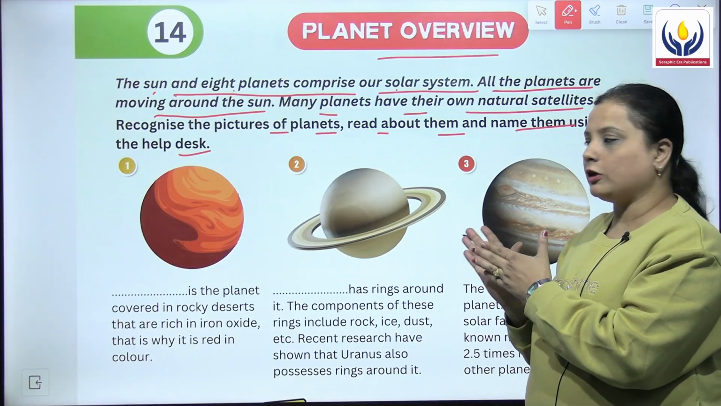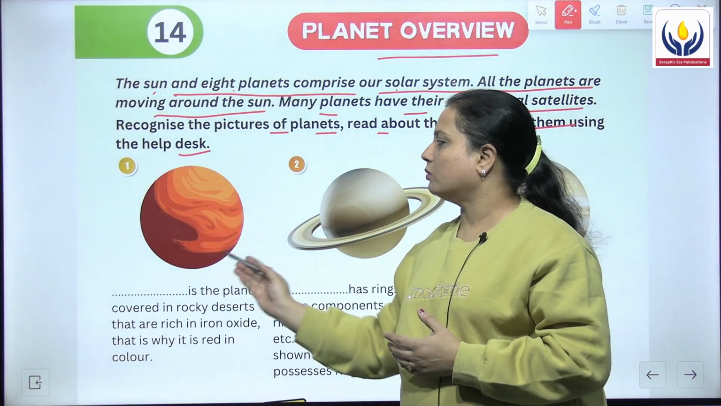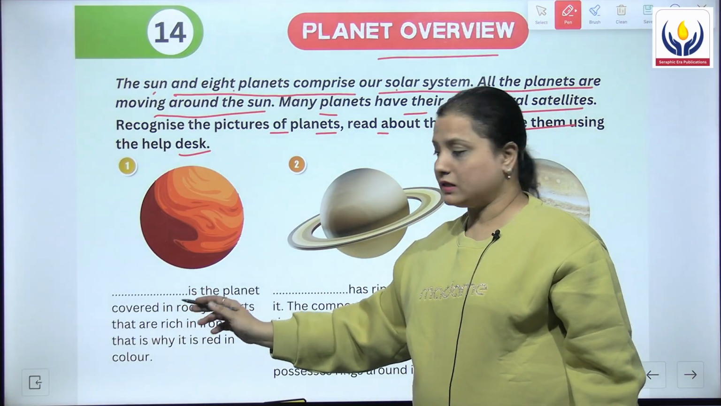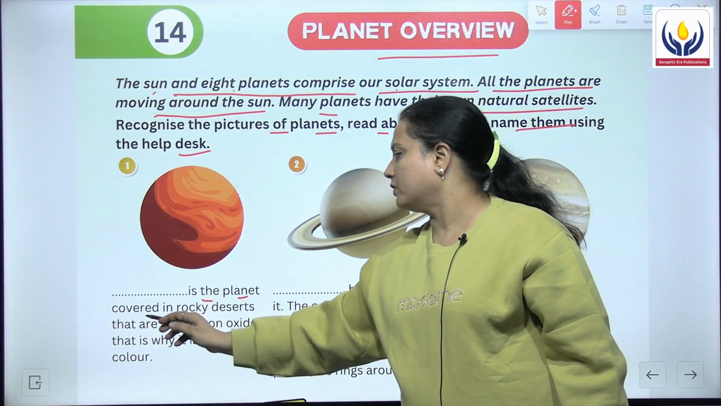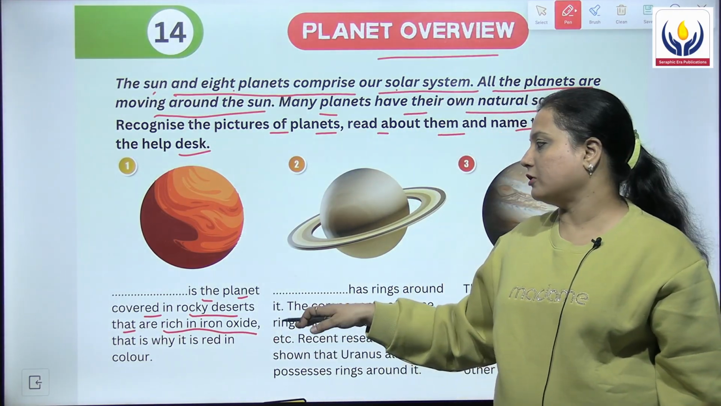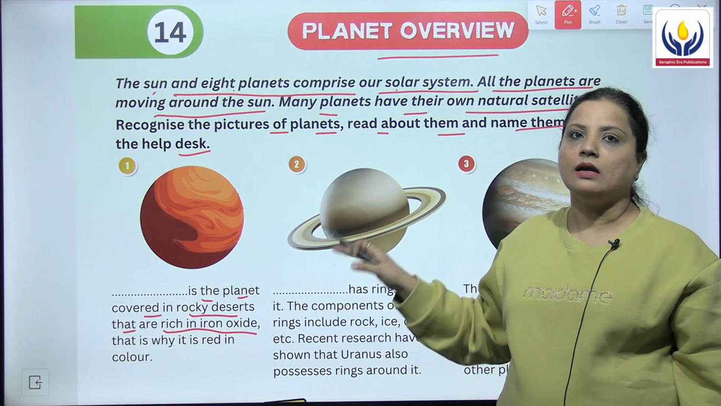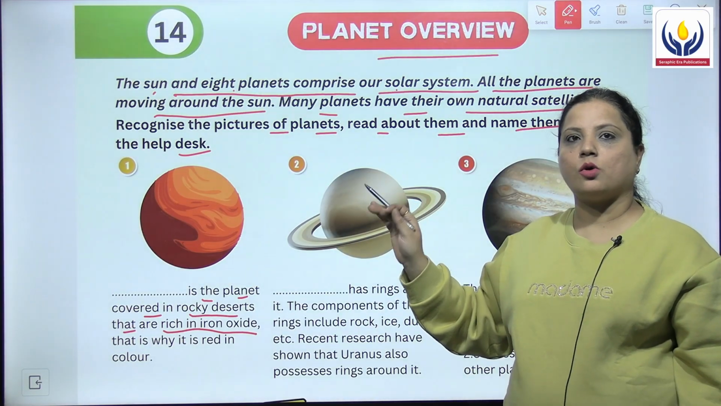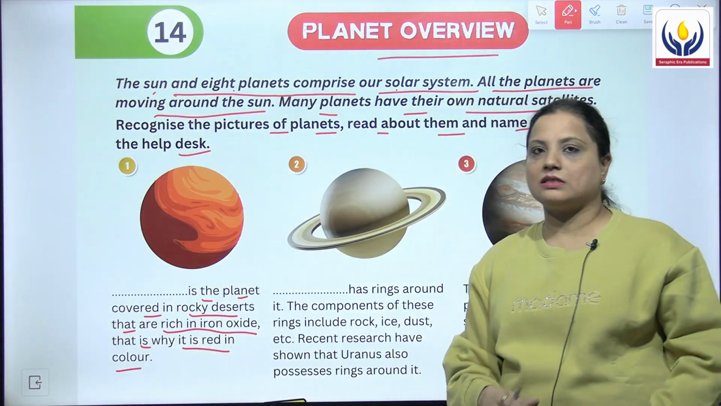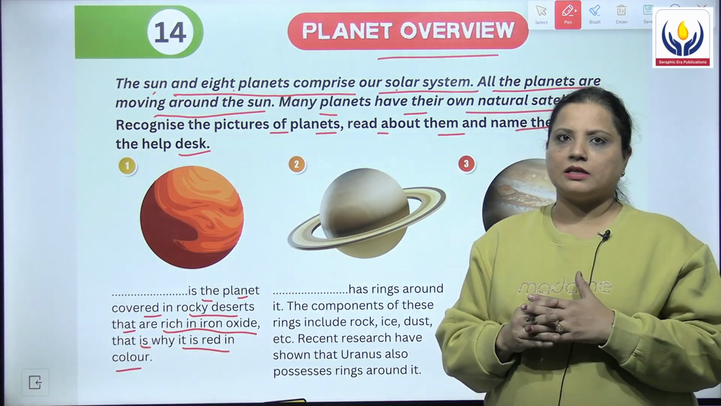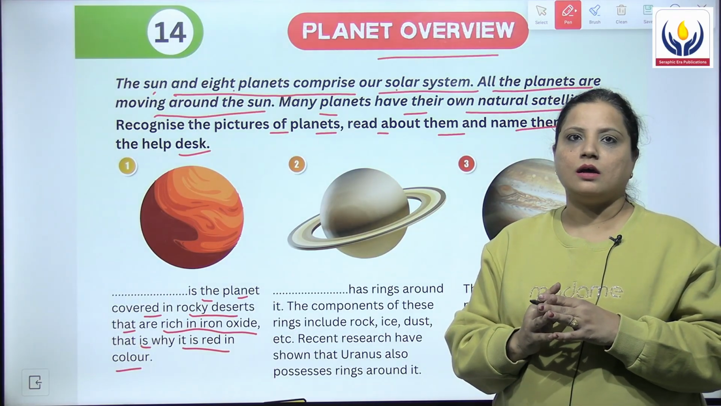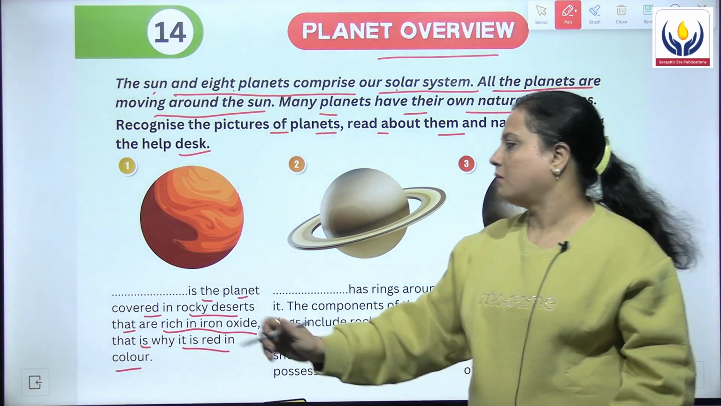If you look carefully, you will see that it is almost red, yellowish and orange in color. It says Dash is the planet covered in rocky desert that is rich in iron oxide, and due to this presence of iron oxide, this planet is mostly reddish orange in color. That is why it is red in color. Now as the statement says, do you recognize anything which is red in color? Which planet is red in color or yellowish orange in color? And the answer for this is Mars.